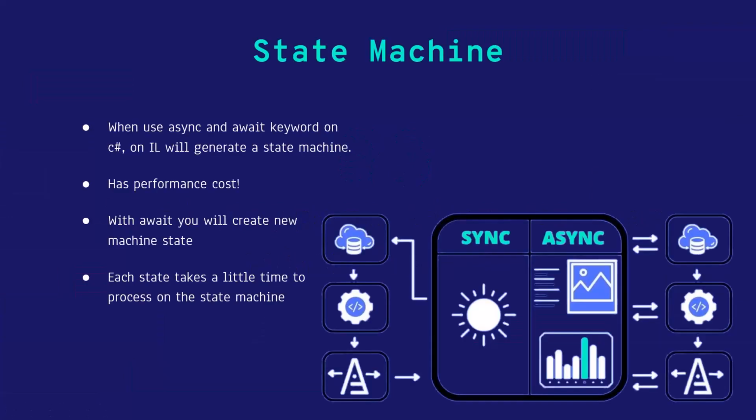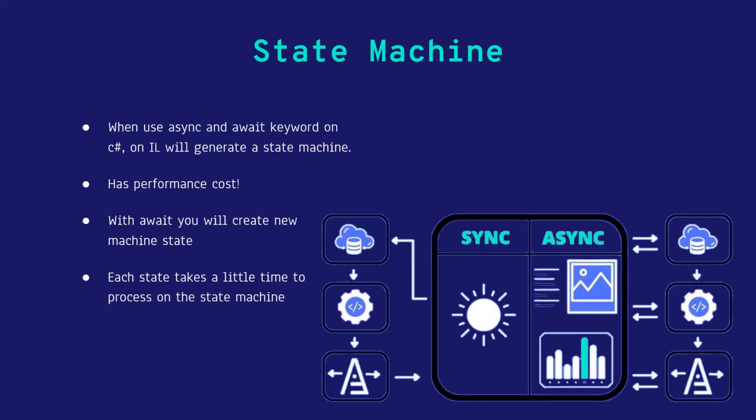State machine. When we use async and await keyword in C#, IL will generate a state machine. What's a state machine? When you are using task and await, when you use await keyword, it creates a state machine. And this state machine holds the state of that operation. So it's important to know that a state machine has a cost. When you use await, it's gonna take some time and some resources to create a state machine.